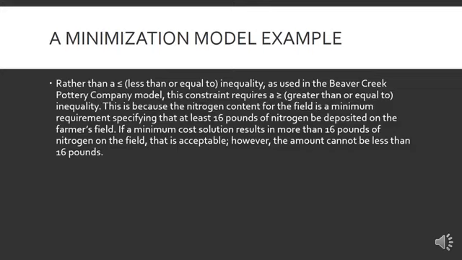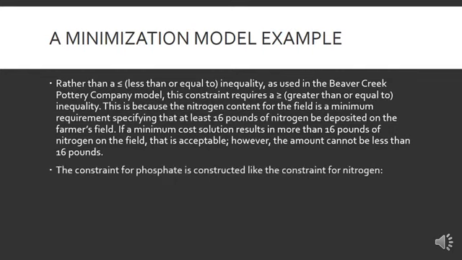At least 16 pounds of nitrogen must be deposited on the farmer's field. If a minimum cost solution results in more than 16 pounds of nitrogen on the field, that is acceptable. However, the amount cannot be less than 16 pounds. So, hindi siya pwedeng bumaba ng 16 pounds. Dapat higit pa sa 16 pounds ang kanilang magagamit. Siyempre, kawawa nga naman yung lupa pagka less than 16 pounds lang ang gagamitin. Hindi masyadong magiging mataba yung lupa.